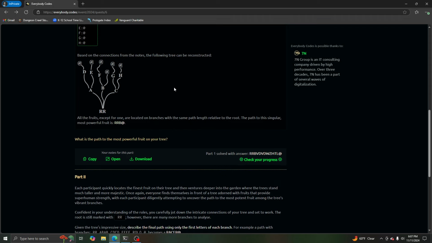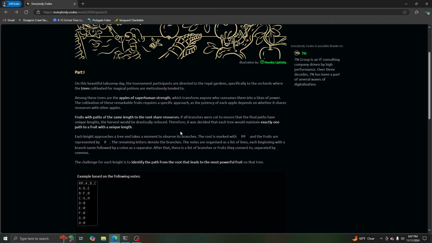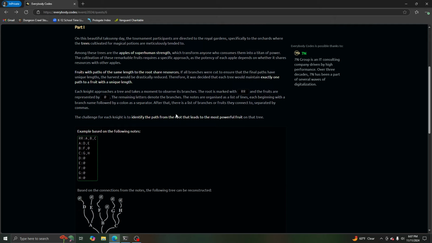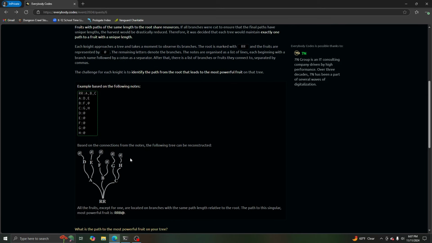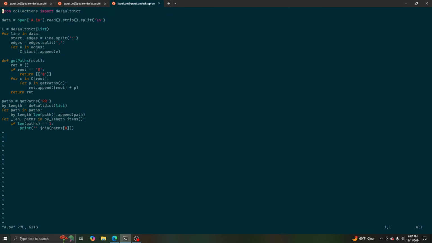That was all of the problems for today. So what was going on here? So we're given a tree, and we want to find the path, all the paths to the leaves which are marked with this at symbol. And we're told that one of the paths is going to have a different length than all the other ones. And then we want to print out that path.